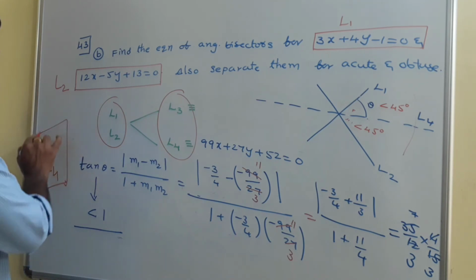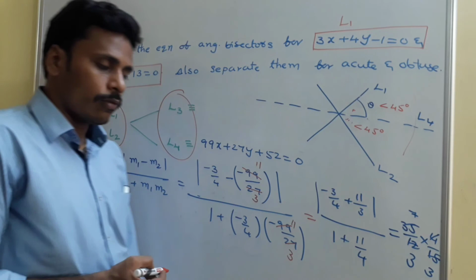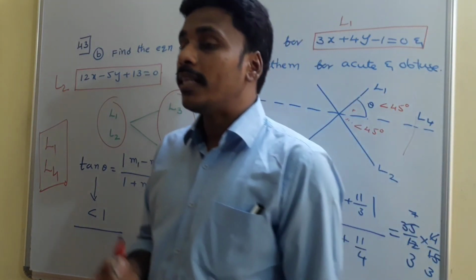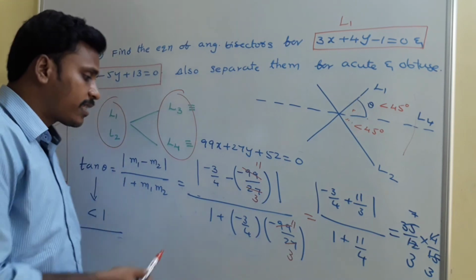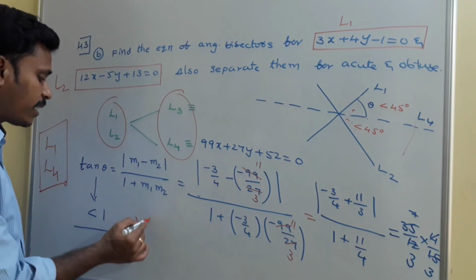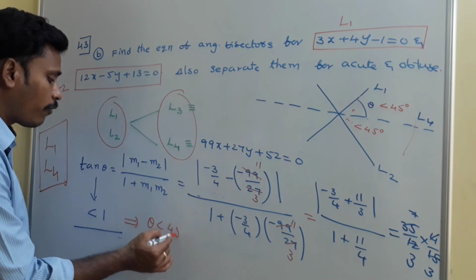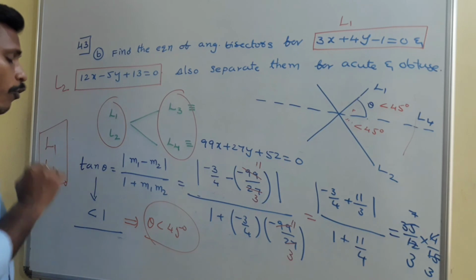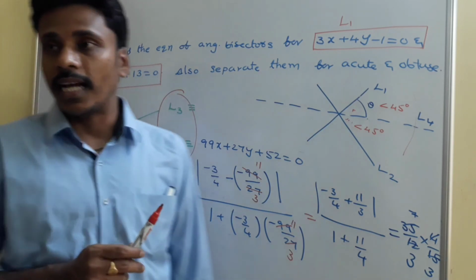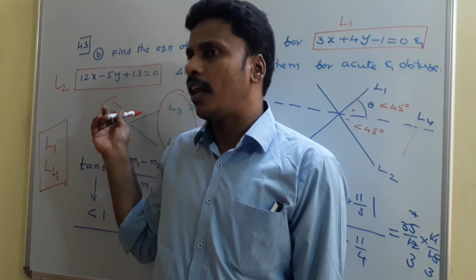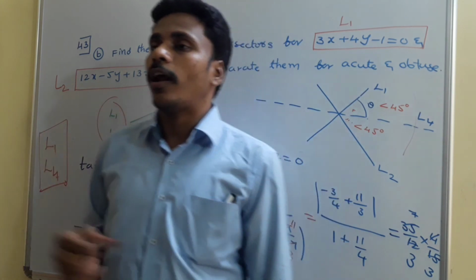Now you find the angle between L1 and L4, and think about the situation from the diagram. Since tan theta for the angle between L1 and L4 is less than 1, that indicates that the angle is less than 45. Since this angle is less than 45, L4 is the acute angle bisector, and the other line, L3, is the obtuse one.